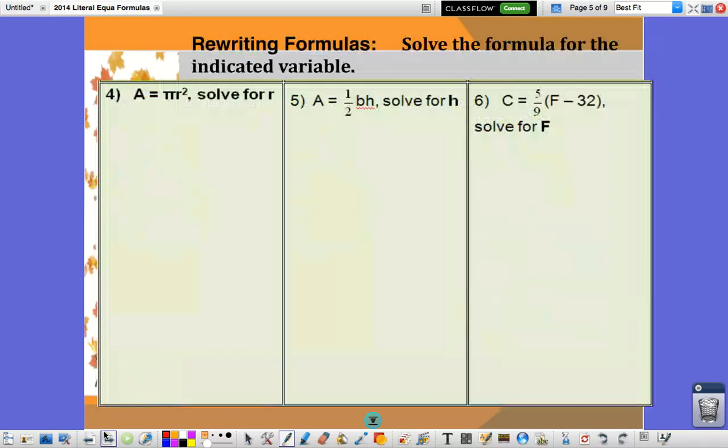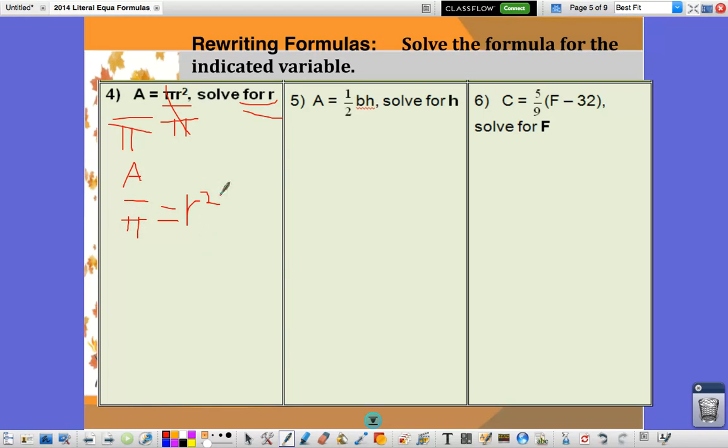Next page. So here we have to solve for R. If we solve for R, we divide by the thing that's not R, pi, because it's times. So we have to divide to get rid of times. Remember, times and divide are opposites. So we get R squared now, because pi divided by pi goes away. So we get R squared equals A over pi.